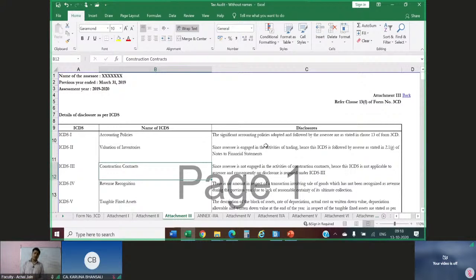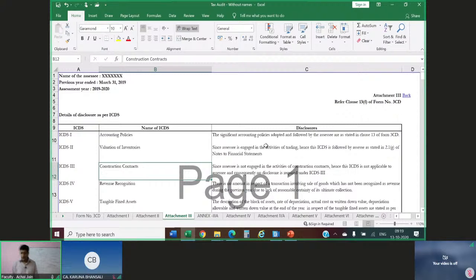So what will be the disclosure here? Since the assessee is not engaged in the activities related to construction, hence this ICDS is not applicable to the assessee, and consequently no disclosure requirements which are given as per ICDS 3 will be covered over here. So here again, even though this ICDS is not applicable, still the management is specifying that this is not applicable to ensure that there is a coverage.